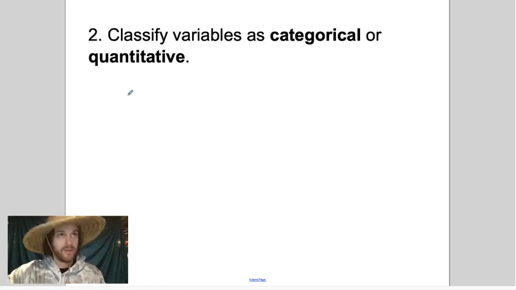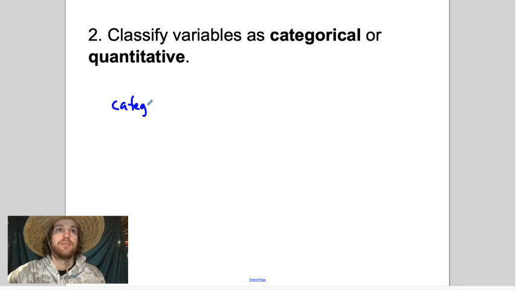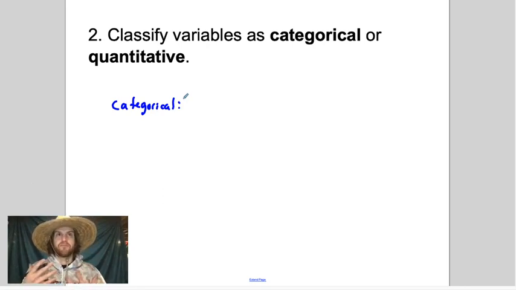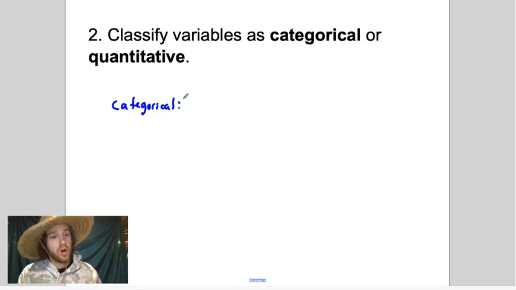Well, let's think about the last study. What were the things that were categorical? I should have paid more attention in 3rd grade. Categorical things are qualitative. What are the things that are non-numerical that we can measure?